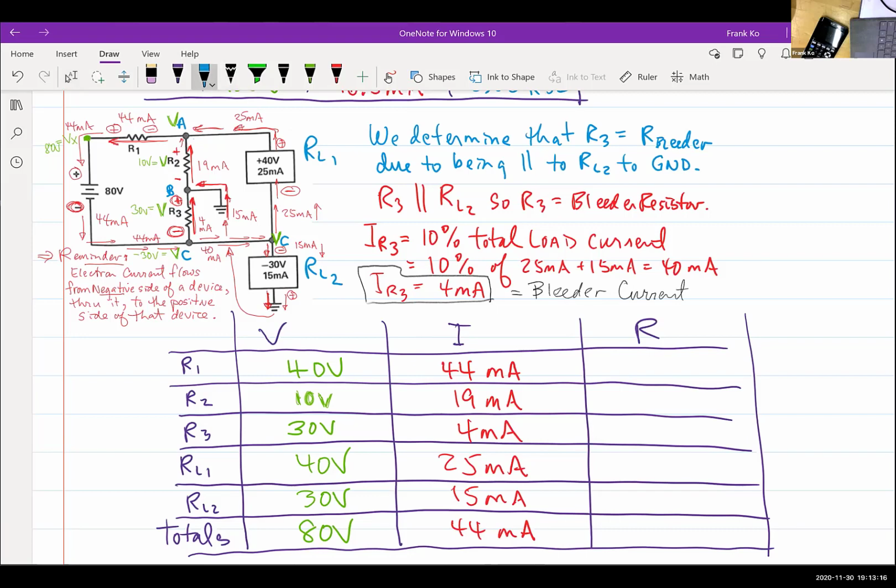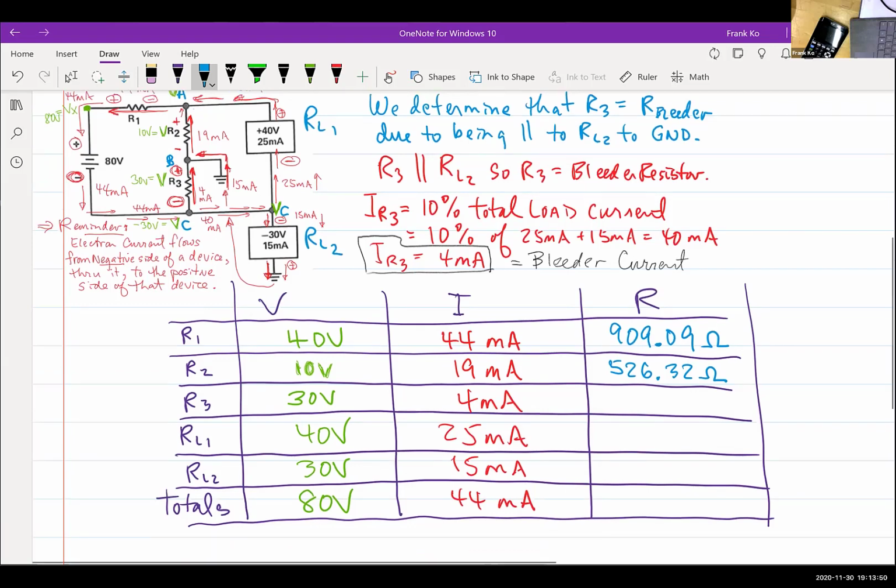So the value of R1 is 40 divided by 44 milliamps. Isaac, do you have that number for us, please? 909.09 ohms. Good, thank you. And then R2, 10 volts divided by 19 milliamps, Wei Ji. 526.32 ohms. And VR3 is 30 volts divided by 4 milliamps.